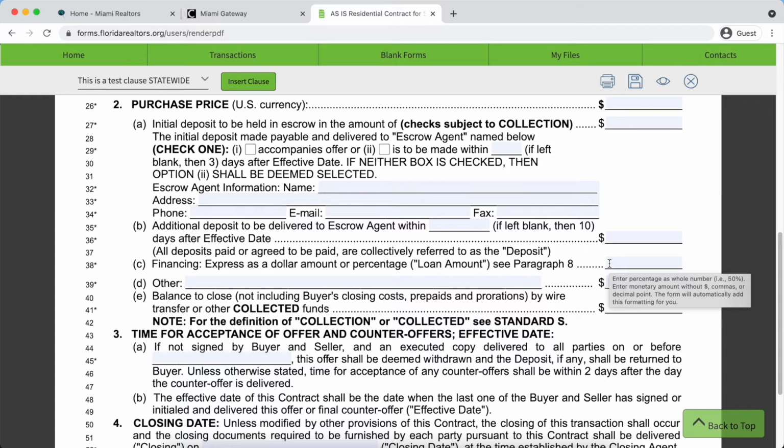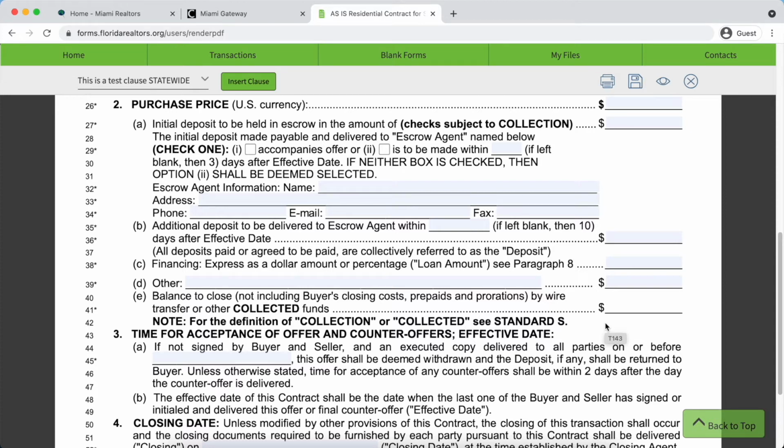Financing. On this line item C, you can express financing either in dollar amount, make sure you use decimals again, or percentage amount. If you use either dollar amount or percentage amount, it's going to calculate the balance to close at the bottom automatically. So, hypothetically speaking, if there's a purchase of $100,000, your initial deposit on line 2A is $5,000.